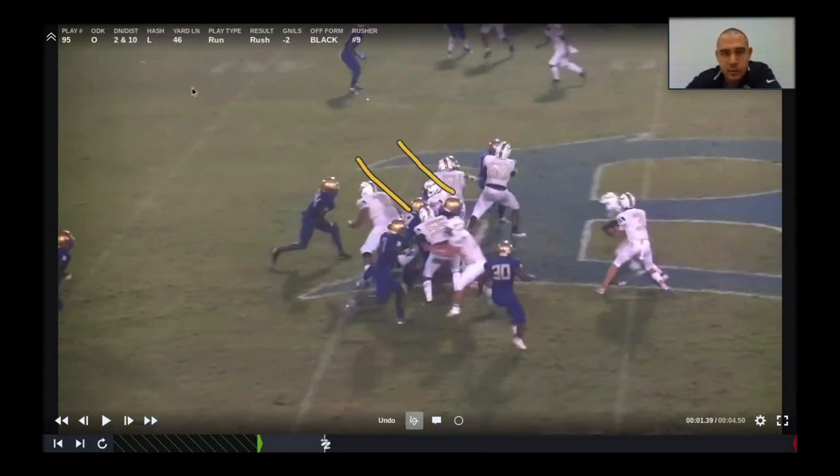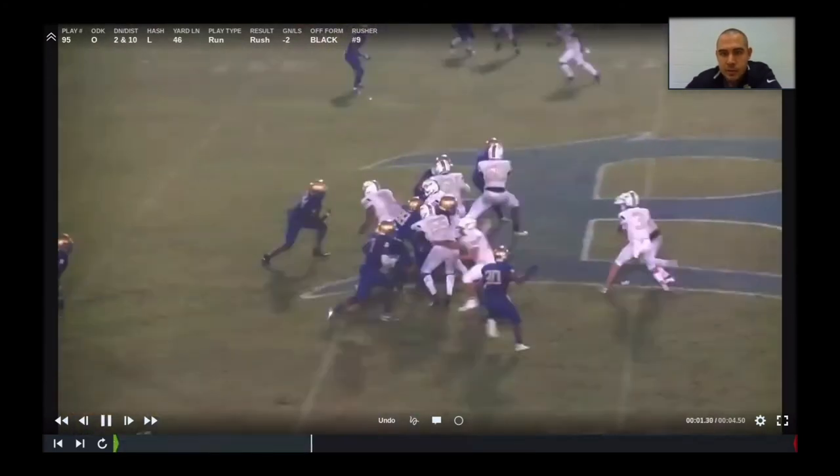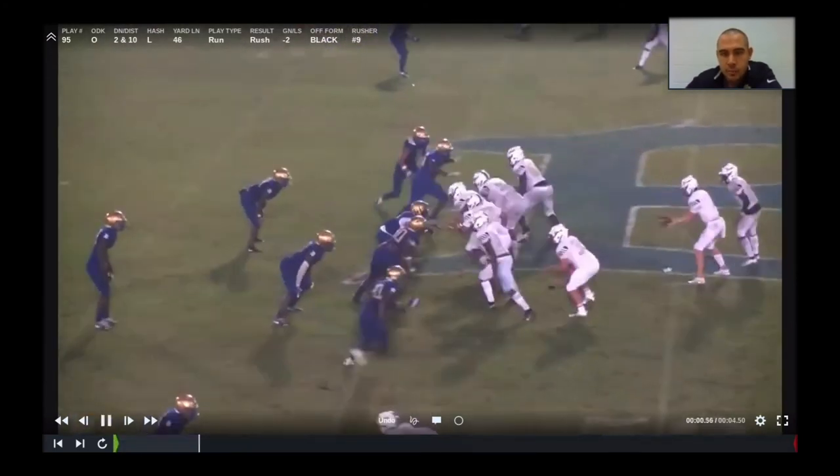And who's going to make the tackle? This guy here? Maybe this guy? But he does get beat across his face. It happens. I mean, we're all football players, right?